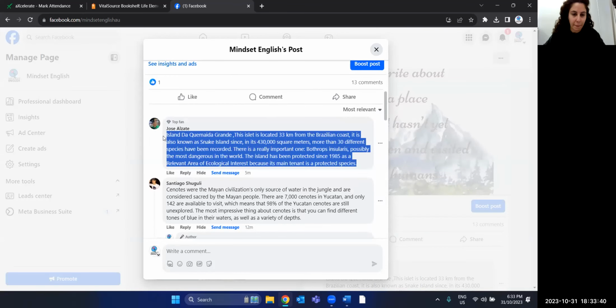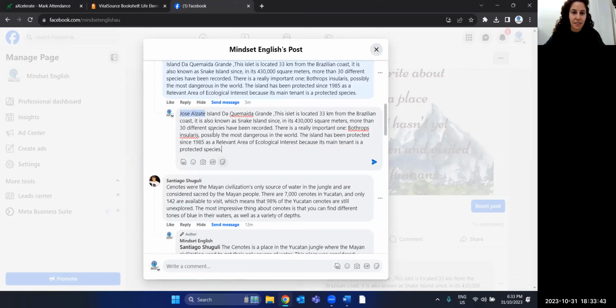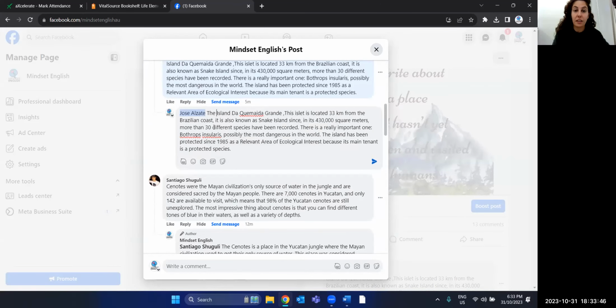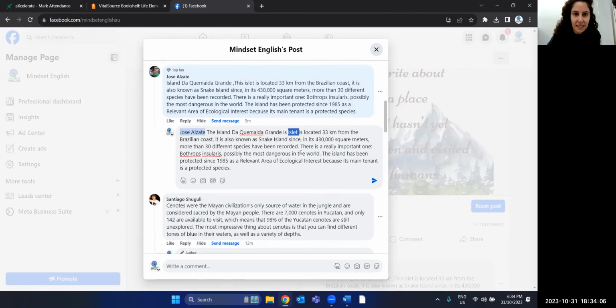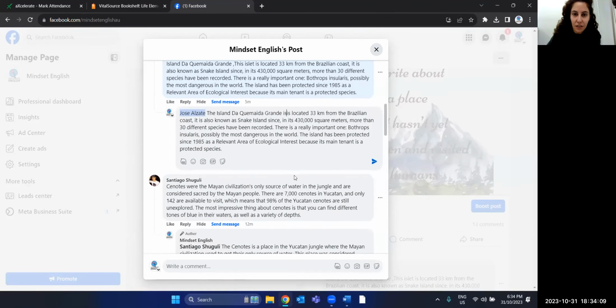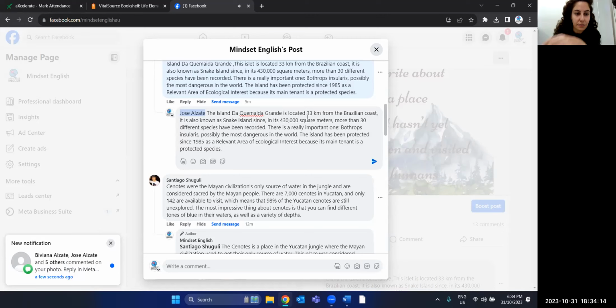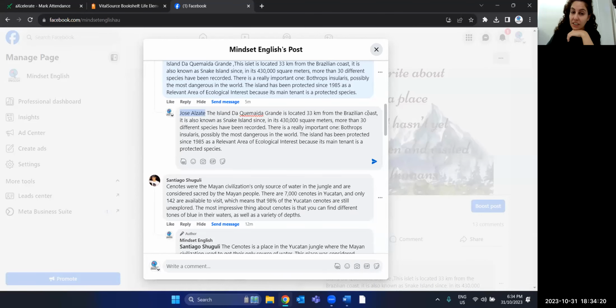Jose. The island. So don't forget, remember we learned when to use the in the past lesson. So the island da Queimada Grande, in Brazil, is located. I'm not sure what this word is, so I might just say is located. So the island, very small, it's not big. Okay. So it's located 33 kilometers from the Brazilian coast.